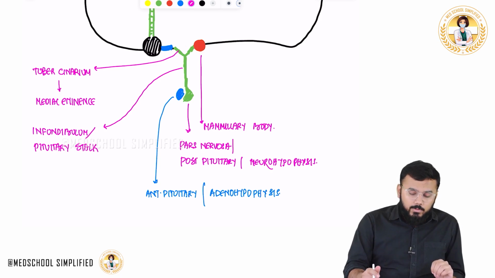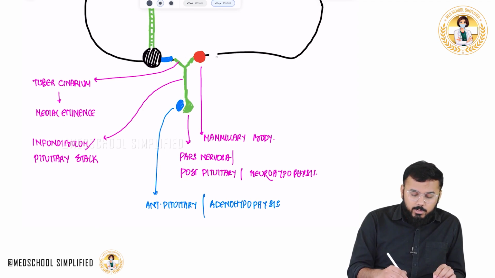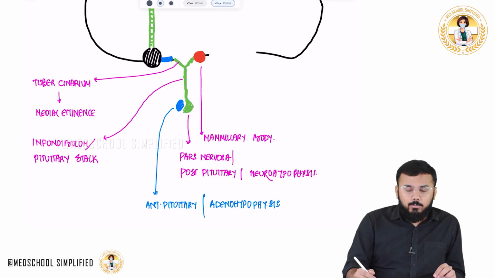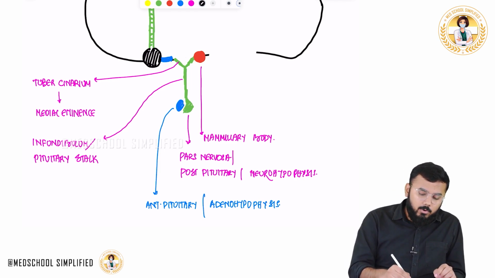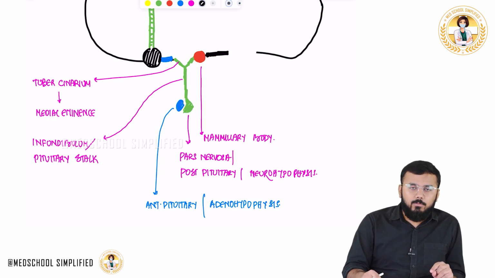Now, the next important thing: behind this mammillary body you have another important structure like this. So what is that important structure? See here, behind this mammillary body, you have a substance in this way. How many mammillary bodies do you have? You have two mammillary bodies. One is called the right mammillary body, another is called the left mammillary body.